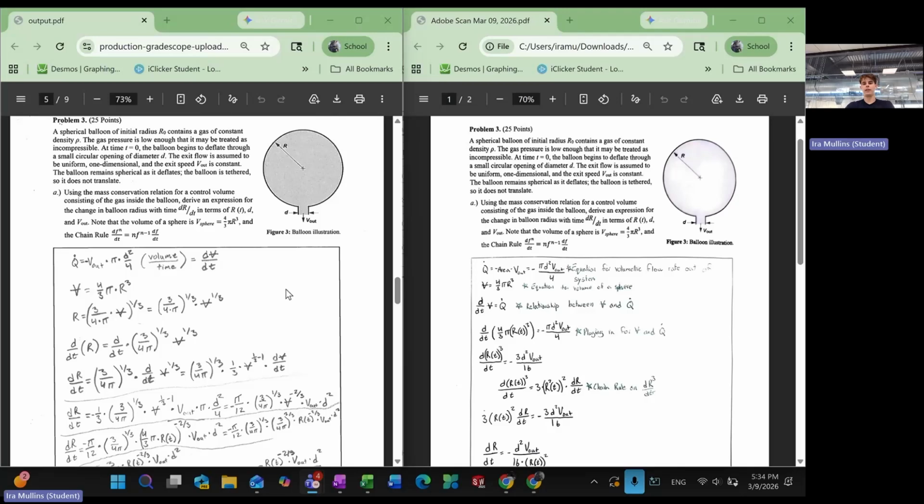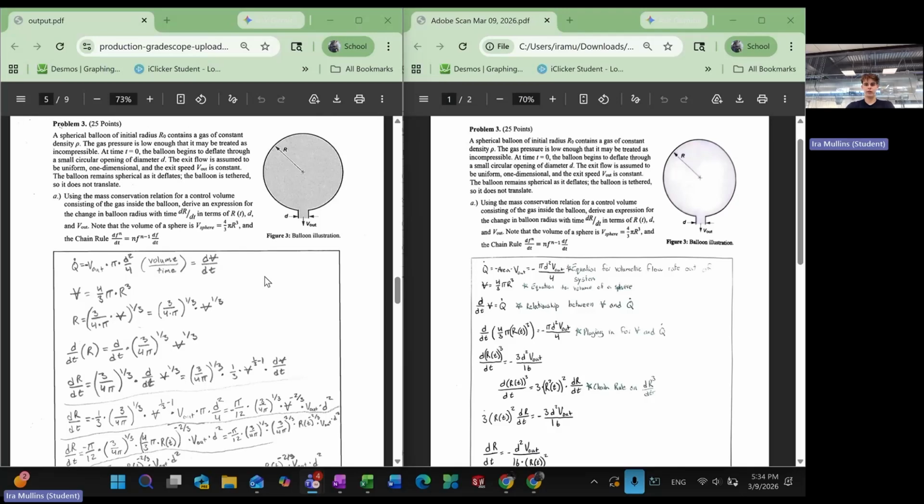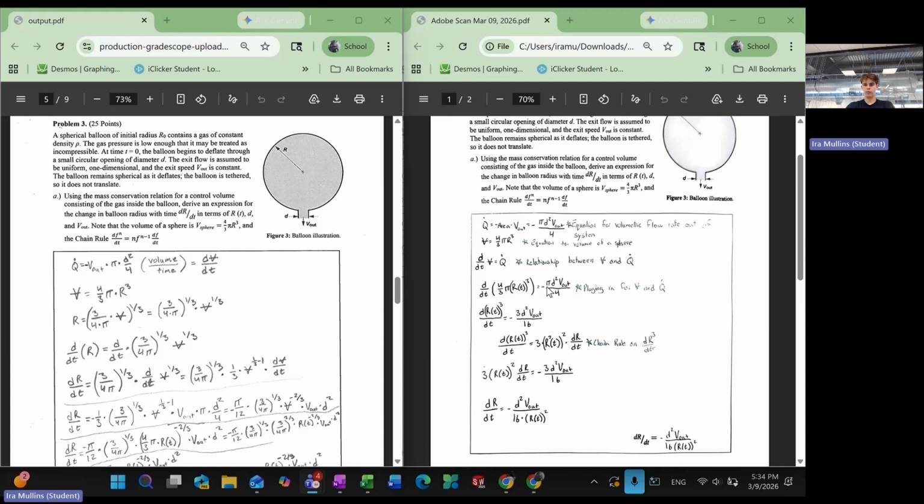This is a review of what I mistakenly did on the third question of the first fluid mechanics exam. So first of all, I'm going to go over how to correctly solve the problem. In part A, we're asked to find a relationship between the change in the radius of this balloon with respect to time in terms of all these variables.